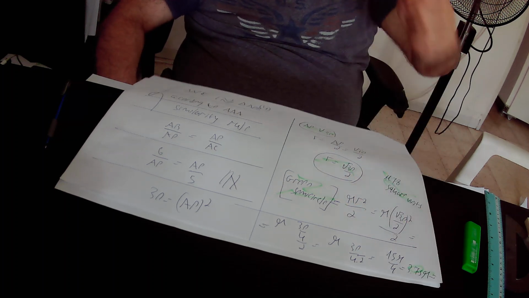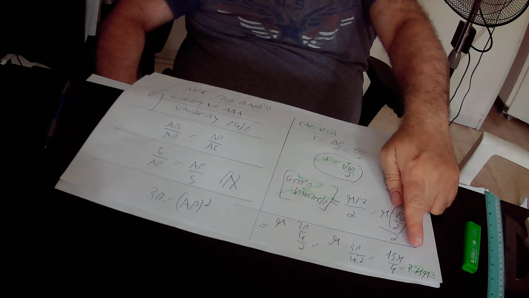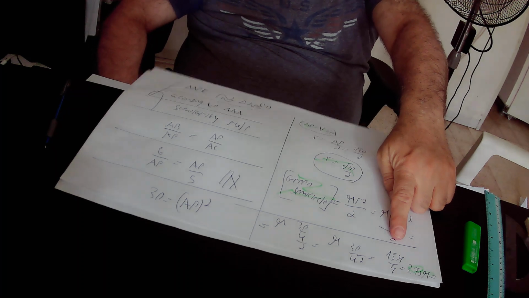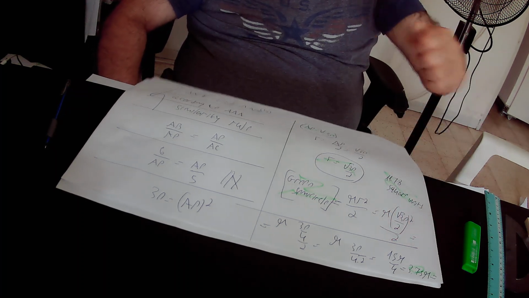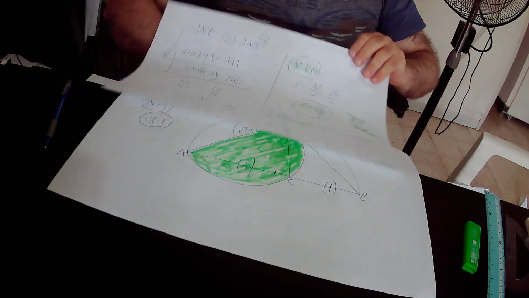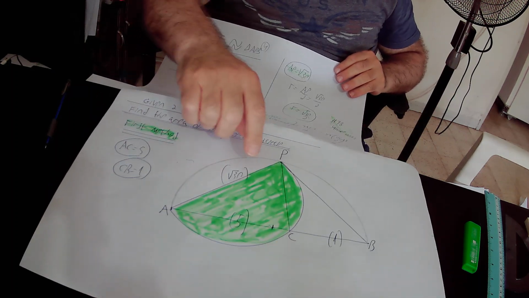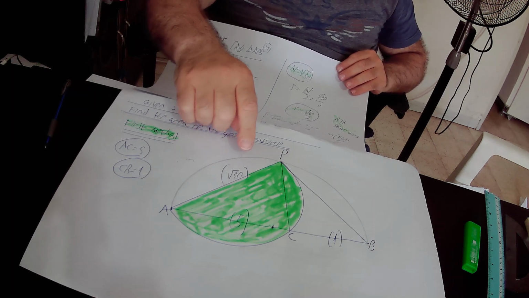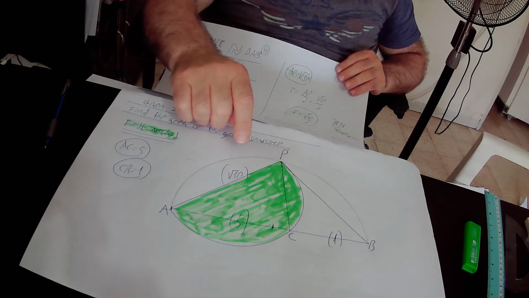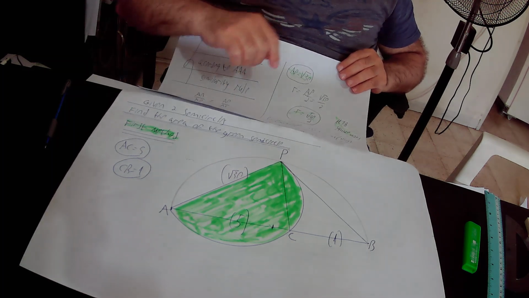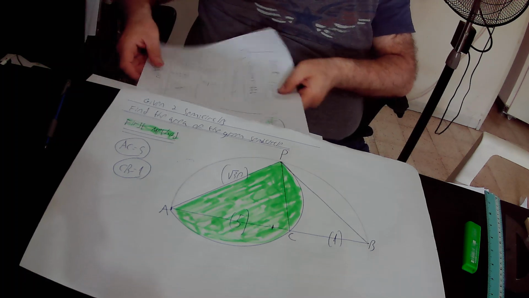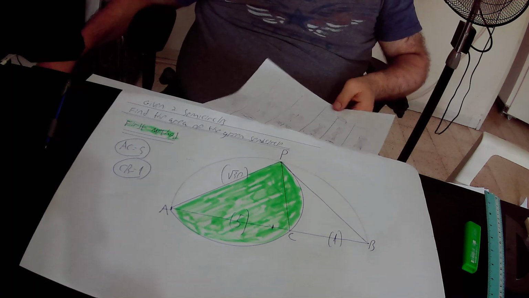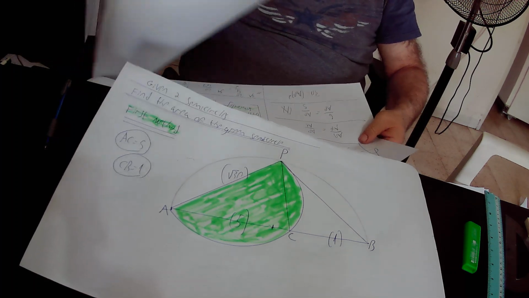15 pi over 4. 15 over 4 is 3.75, and therefore in total the value of this expression is 3.75 pi. So in conclusion, we found out that the area of this green semicircle equals either 3.75 pi square units, or in terms of numbers, 11.78 square units. We finished with the first method. In the next step, I present to you how to find the area of this green semicircle according to the second method.